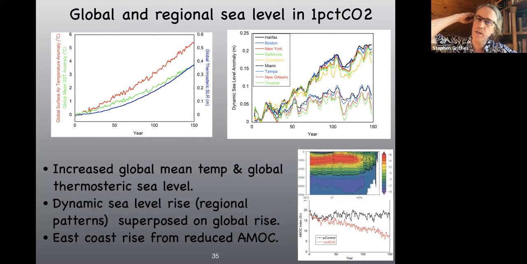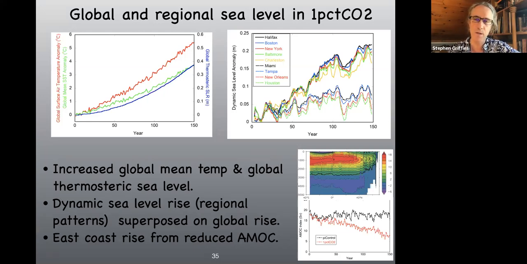So under climate change in this simulation, we get, of course, thermosteric sea level rise, and you get different sea level rise, on the top right panel, for different cities along the coast from Halifax down to Houston. Especially off the east coast of the US, you have a big effect from the reduction of the AMOC. It's a long story that's been around for a decade or so: reduced AMOC in these simulations can create changes to the sea level along the east coast of the US, basically due to a change in slope of the Gulf Stream region, which raises sea level along the east coast of the US.